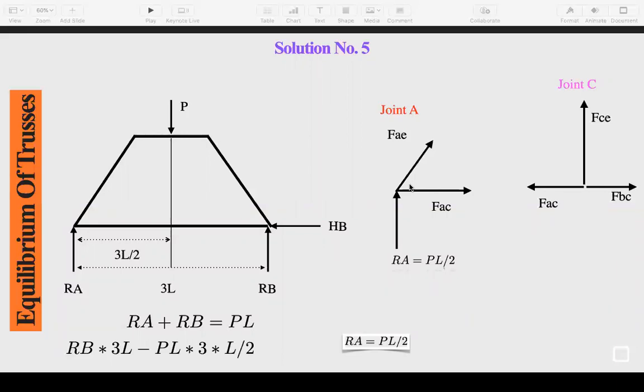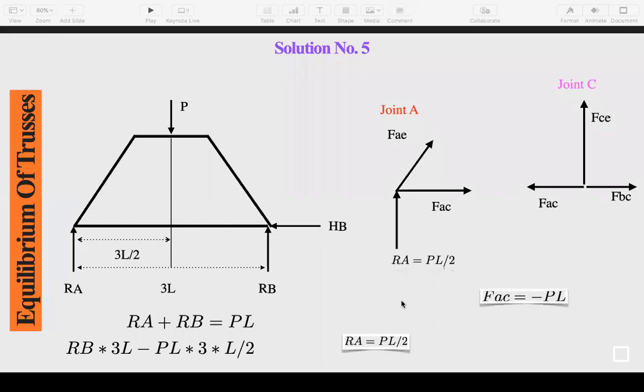So now you can apply Lami's theorem here because only three concurrent forces are there. Find out FAE and FAC. Okay, so FAC is going to come minus PL, according to my calculation. It might be wrong also.